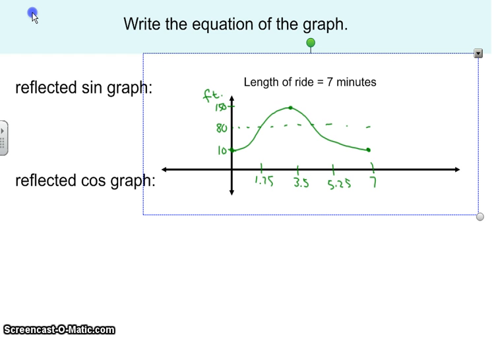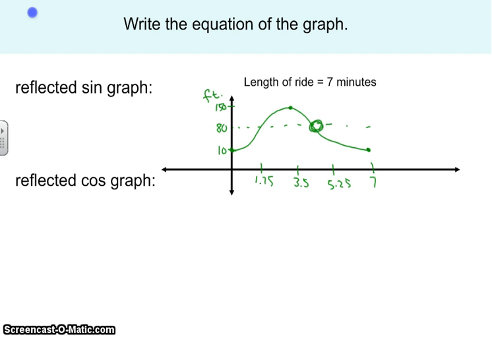And again, everything's going to stay exactly the same. The only thing that's going to change is where I've shifted it. And since I am trying to write this as a reflected cosine curve, this is the value I'm going to pick. Unfortunately, my graph is off just a little bit here. That happens when you freehand things. This point actually happens at 5.25, right there.